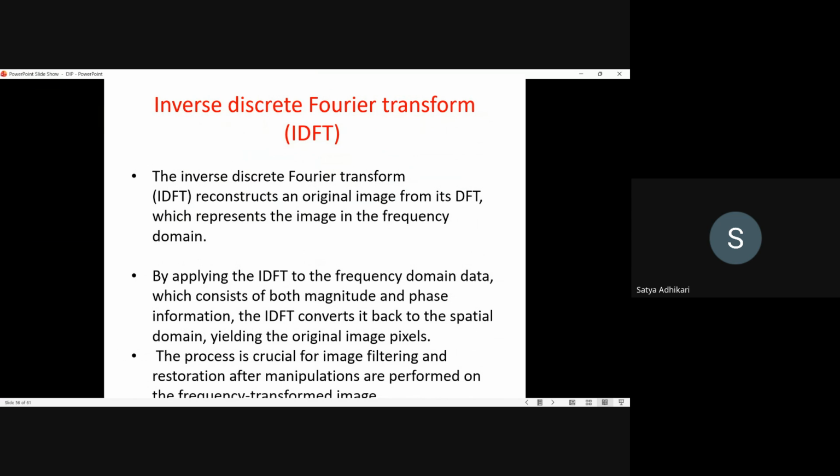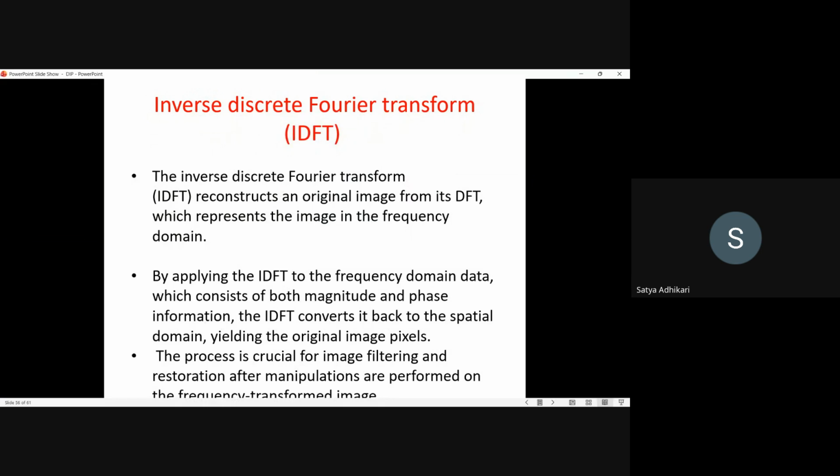Similarly, sometimes you will get a question on the inverse discrete Fourier transform. As the name suggests, inverse, it works exactly opposite to DFT. The inverse discrete Fourier transform reconstructs the original image from its DFT, which represents the image in the frequency domain. So you know that DFT converts the spatial domain to the frequency domain. Suppose after you perform some operation, you want to return to the spatial domain, then we can use IDFT.